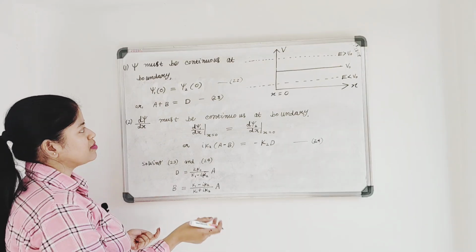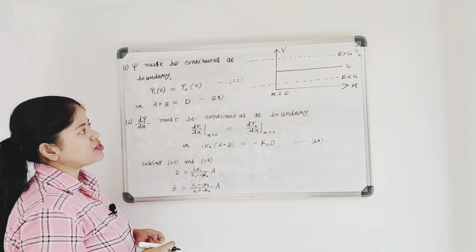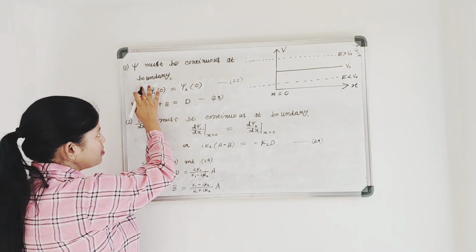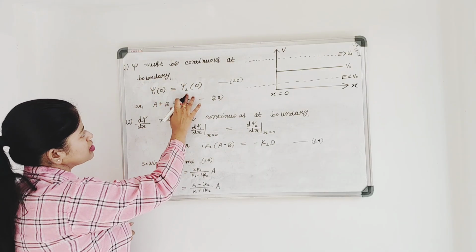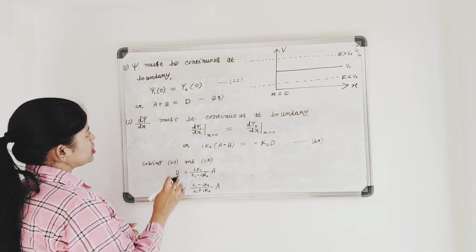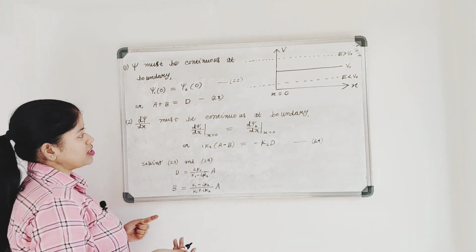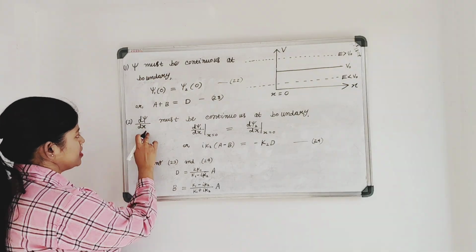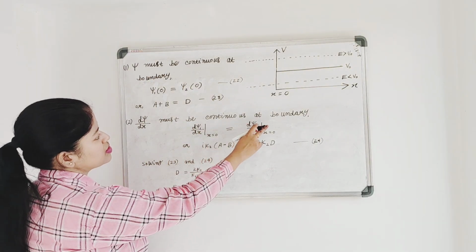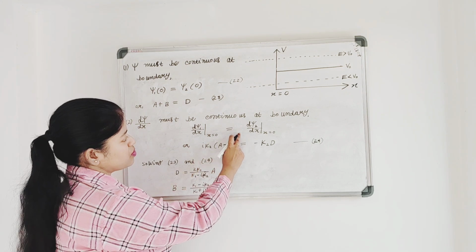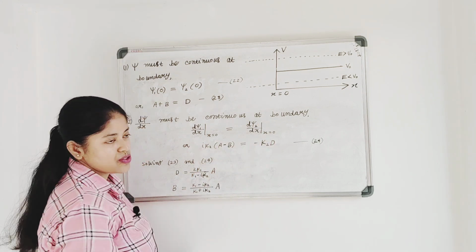So now to calculate the values of a, b and d, we need to apply two conditions. Condition 1 is that psi must be continuous at the boundary, that is psi 1 of 0 equals psi 2 of 0, which is a plus b equals d. The second condition is that the first order derivative of psi, that is d psi by dx, must be continuous at the boundary. That means d psi 1 by dx at x equals 0 is equal to d psi 2 by dx at x equals 0.